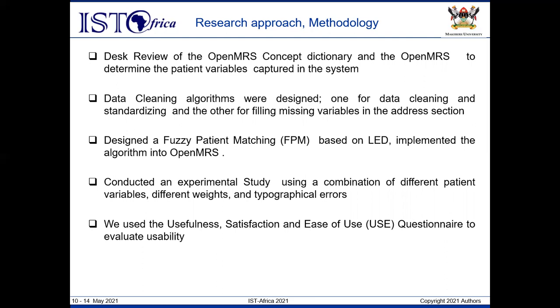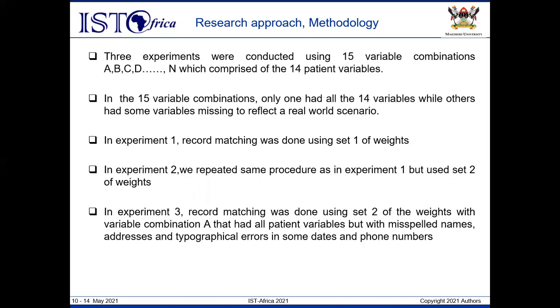We then conducted an experimental study using a combination of different patient variables, different weights, and typographical errors. The choice of this experimental study was because we wanted to recommend the best combination of patient variables that performs better, and which weights can be used in fuzzy matching. We then used the Usefulness, Satisfaction, and Ease of use questionnaire to evaluate the usability of this algorithm.